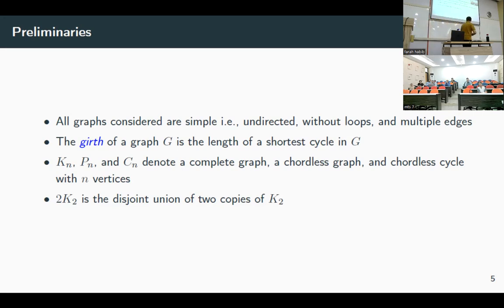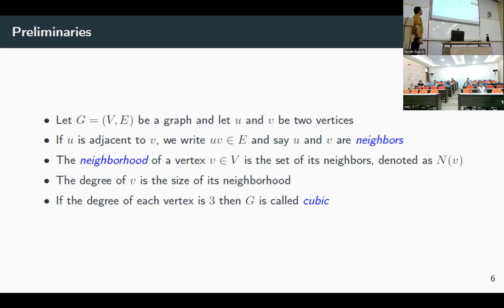I also define what 2K2 is. We know that K2 means the complete graph on 2 vertices, which is this. So 2K2 is the disjoint union of two copies of K2. Okay, so this is K2, and this is 2K2. So it's a disjoint union of two copies of K2.